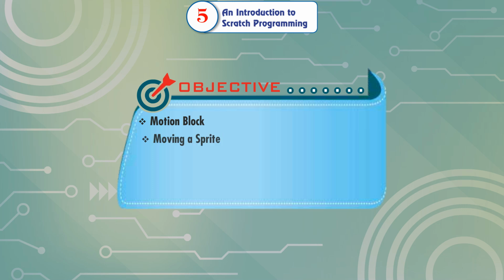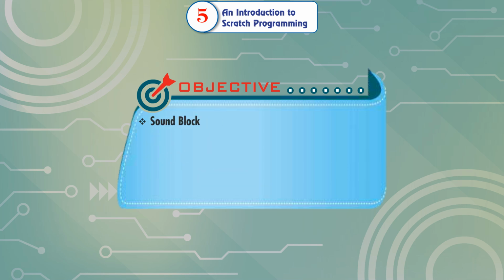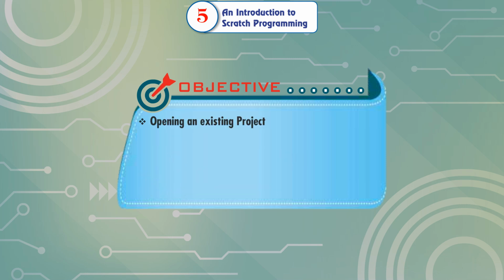Motion block. Moving a sprite. Pen block. Drawing a straight line. Creating a duplicate copy of sprite. Sound block. Adding sound. Creating a sprite. Using Paint Editor. Importing a sprite. Saving a Scratch project. Opening an existing project.